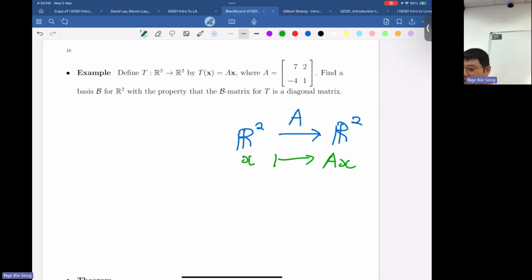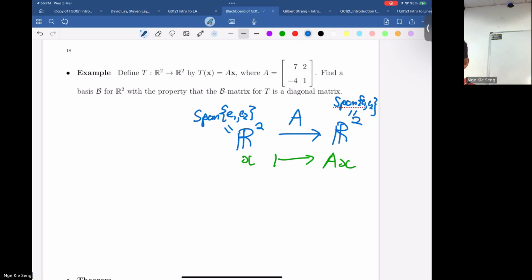Now it asks you to find a basis of R2 such that the B matrix for T is a diagonal matrix. Although they haven't told you what the basis for R2 is, we just start with the standard basis. Actually, they assume we start with the standard basis here. Now the problem is they want you to change basis, such that the B matrix for T is a diagonal matrix.